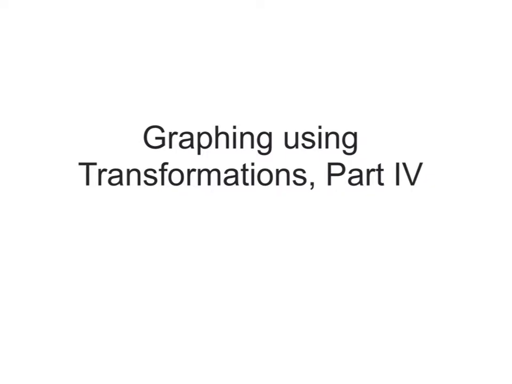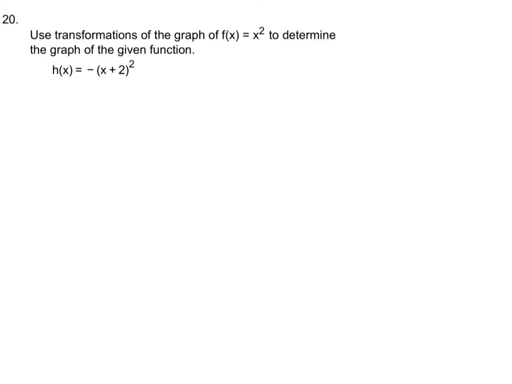Graphing using transformations, part 4. Use transformations of the graph of f of x equals x squared to determine the graph of the given function. h of x equals negative (x plus 2) squared.